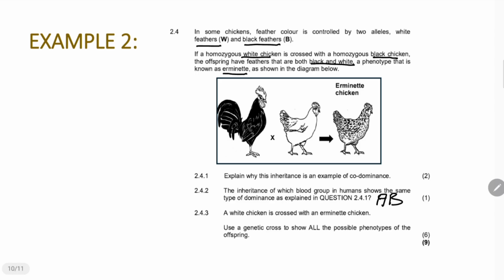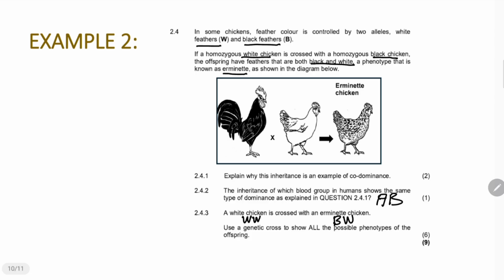2.4.3, a white chicken is crossed with an Erminette chicken. Use a genetic cross to show all the possible phenotypes of the offspring. So if this chicken is white, the only possible genotype here is going to be capital letter W, capital letter W. If it is Erminette, which is a combination of black and white, the only possible genotype will be capital letter B, capital letter W, right?